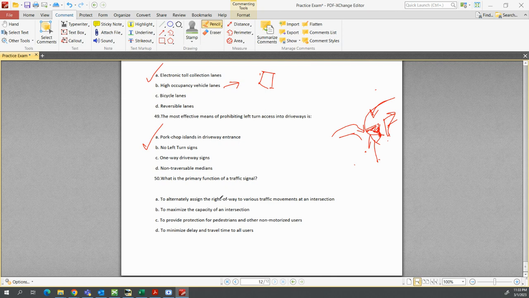The last question is, what is a primary function of a traffic signal? Traffic signals have a lot of functions. It can reduce the capacity, increase the delay, reduce the delay, increase the capacity of the intersections, or maybe reduce the crashes and improve safety. But the primary reason is, let's say this is the intersection, this is a major road and this is minor. We want the major road to cross this intersection and even the minor road cars to cross these intersections. So the primary function of a traffic signal is to alternately assign the right of way to various traffic movements at an intersection. That is the primary reason for traffic signals.